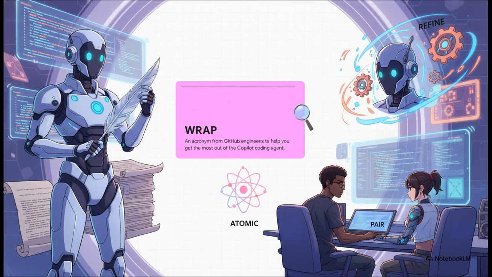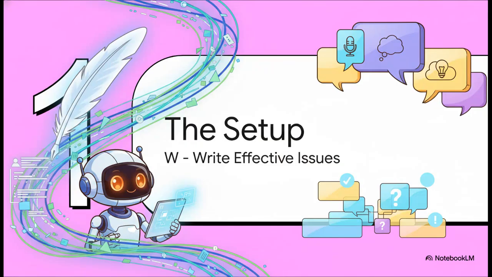So, how do you manage this awesome new teammate? Well, you do it with a simple, easy-to-remember acronym, WRAP. It stands for Write, Refine, Atomic, and Pair. This framework is basically your instruction manual for unlocking the agent's full potential and turning it into an absolute backlog-destroying machine.